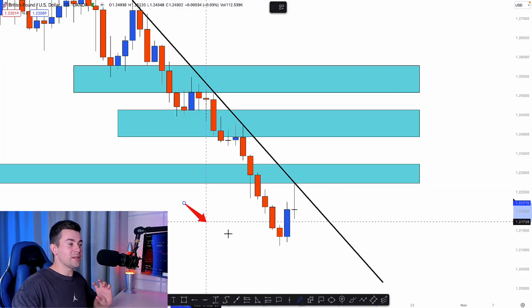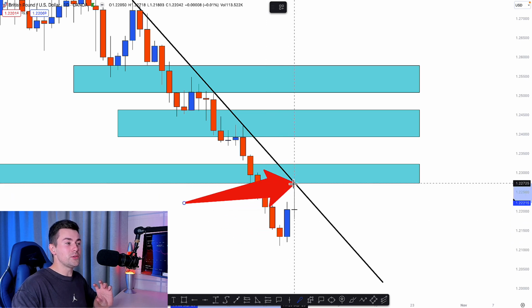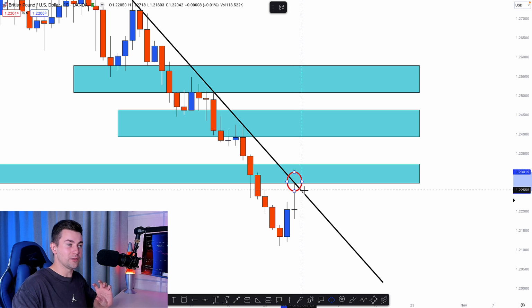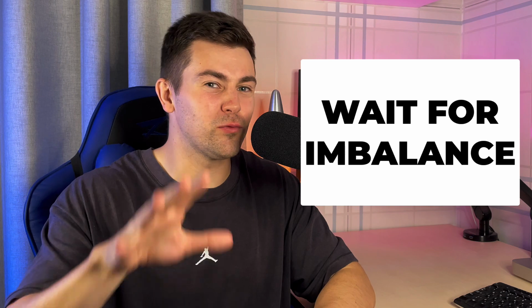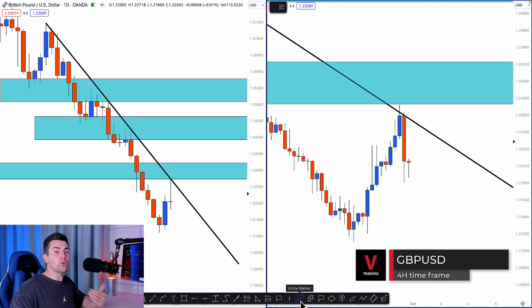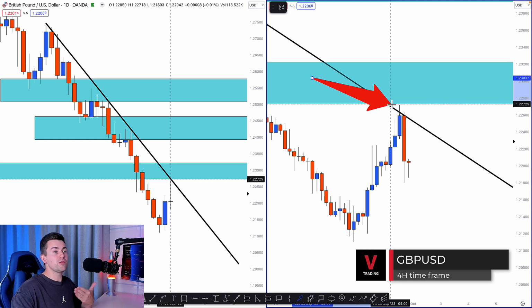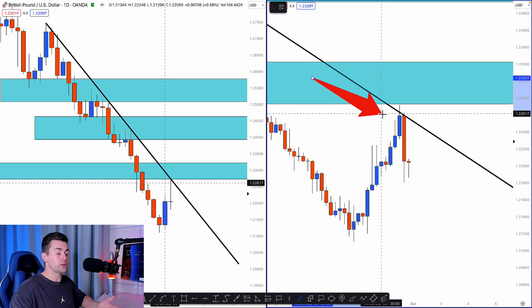Step number 2, let the market approach one of the liquidity zones that you spotted. You can see that after the price set a new lower low, the market retraced and the price approached our liquidity cluster. On a 4-hour time frame, wait for imbalance. Simply put, on a 4-hour time frame, we just analyze the reaction of the price to the liquidity cluster that we spotted on a daily.